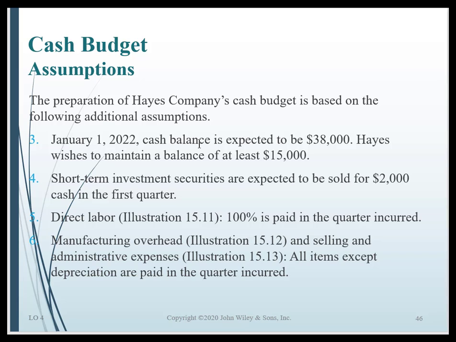Well, let's look at the cash itself. The cash balance is expected to be $38,000 on January 1. We want to maintain a balance of at least $15,000. We have some short-term investment securities that we expect to sell for $2,000. Direct labor, 100% is paid in the quarter that it's incurred. Manufacturing overhead, selling expenses, and all these other items, except depreciation, are paid in the quarter in which they are incurred.